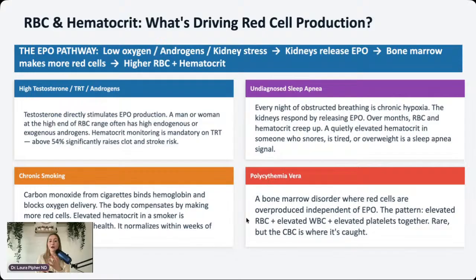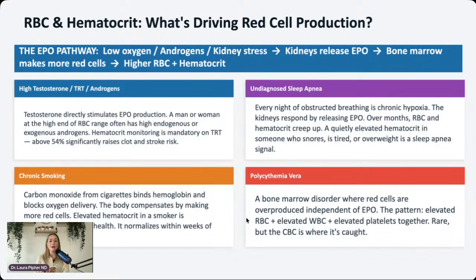This can be from not having enough red blood cells. What the kidneys do is they send out a chemical signal called EPO, and this tells the bone marrow to make more red cells. Interestingly enough, testosterone does the same thing. It stimulates that same signal.